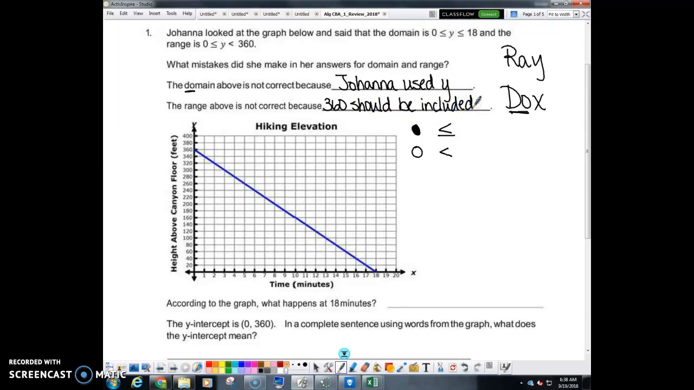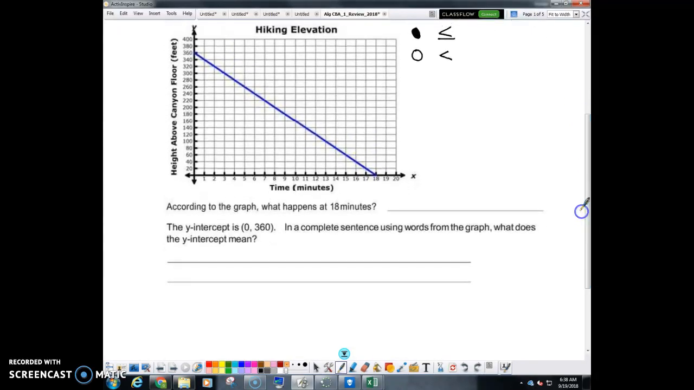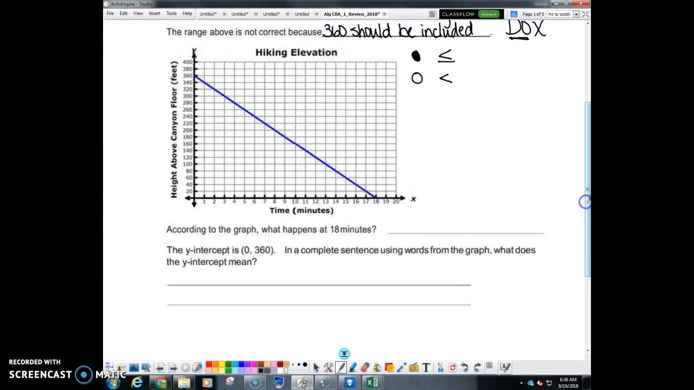Alright. So let's go down to the bottom. Now, according to the graph, what happens at 18 minutes? Let me go to 18 minutes, and I'm at 0. 0 what? Well, after 18 minutes, the height above the canyon floor is going to be 0. So according to the graph, what happens at 18 minutes?